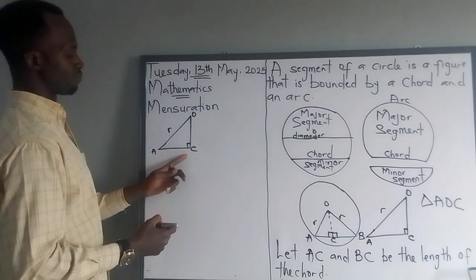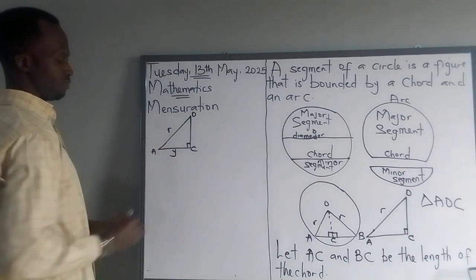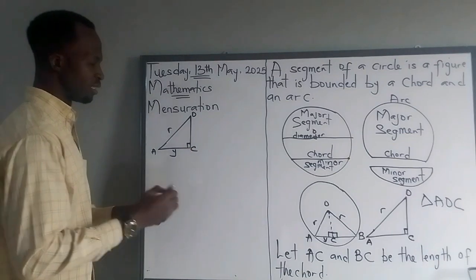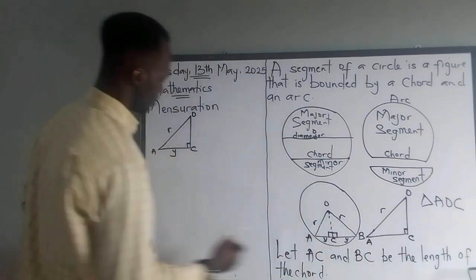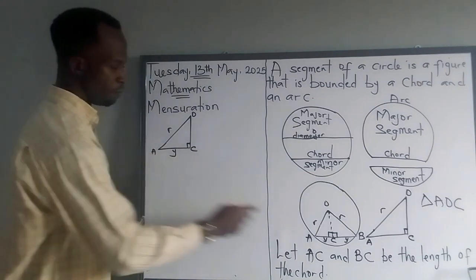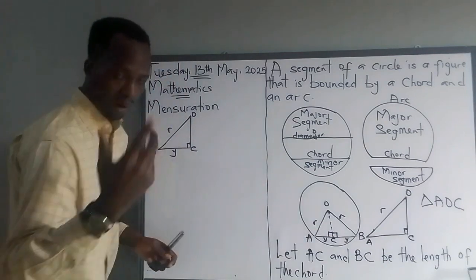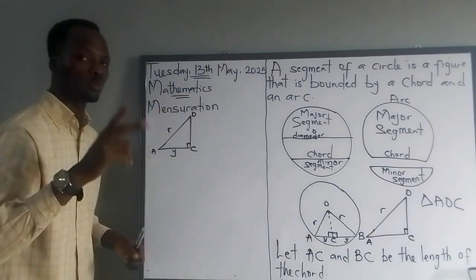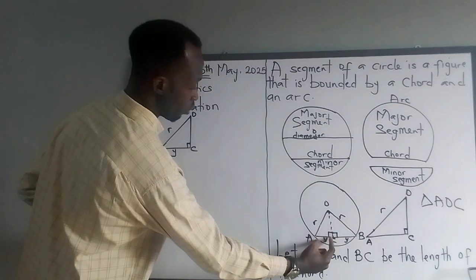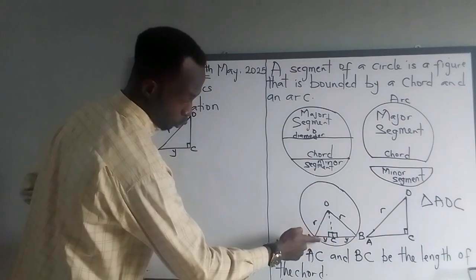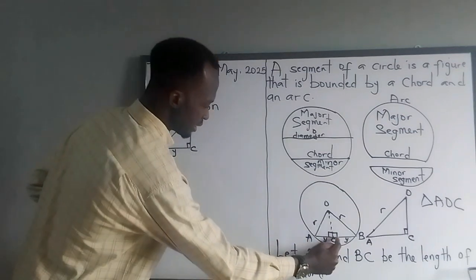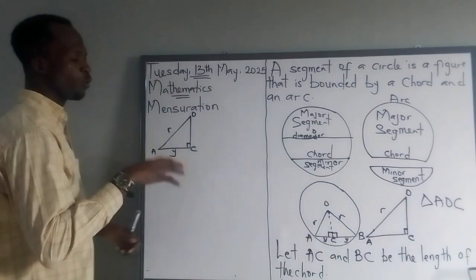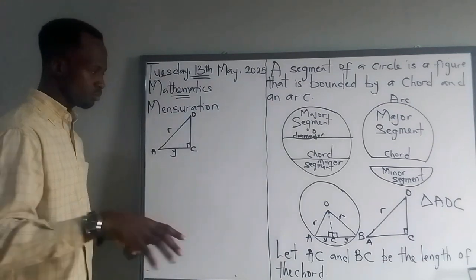And let AC be Y. So if AC is Y, BC also will be Y. Why is that? The perpendicular bisector divides the chord into two equal halves. So whatever the value of AC is, which is Y in this case, unknown, the same will also be on the other side. For BC, it's also Y. So pick one of the two right angle triangles and solve.